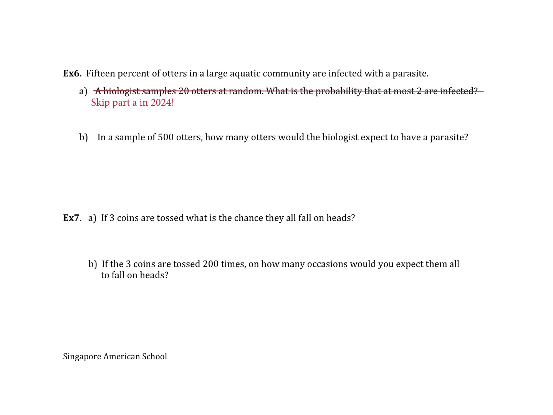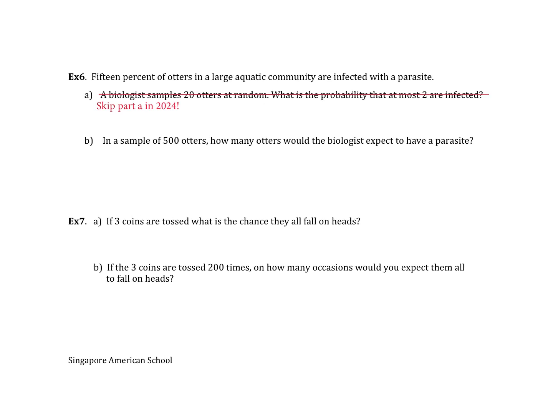Okay, we are almost done. Just 2 little more examples left. 15% of otters in a large aquatic community are infected with a parasite. I'm going to part B. In a sample of 500 otters, how many do we expect? Expected value here, it's the same term, expected value, but the calculation here is a lot easier.